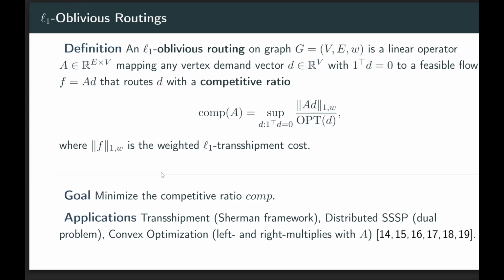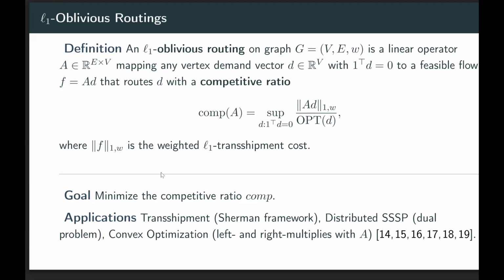Okay, so the reason this is called oblivious is that you give the linear operator up front, and then you're oblivious to the demand. To the demand vector, right? Yeah. And then to realize a specific flow for a specific demand, you apply A to the demand vector, and that gives you the specific flow for that. Yes. Yeah. Exactly. Okay, okay.